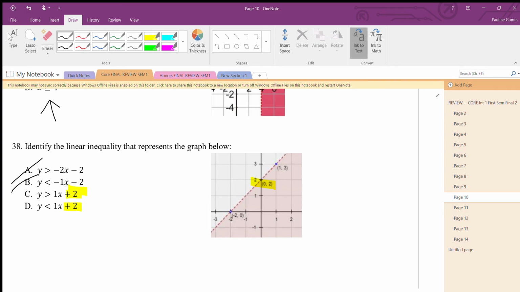I notice I have a dotted line, however, C and D both have the appropriate symbols. So let's see if it's going to be greater than or less than. The way we do this is on top of the graph, I write a y greater than. On the bottom, I write a y less than. Then I check, well, which part is shaded? In this case, y less than is shaded. Therefore, letter D is my answer.